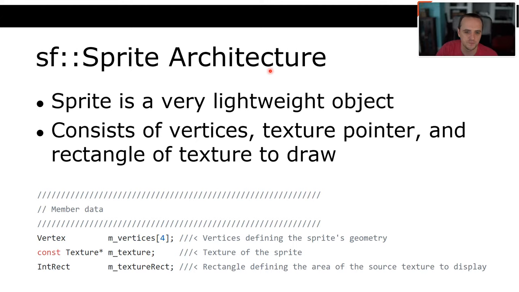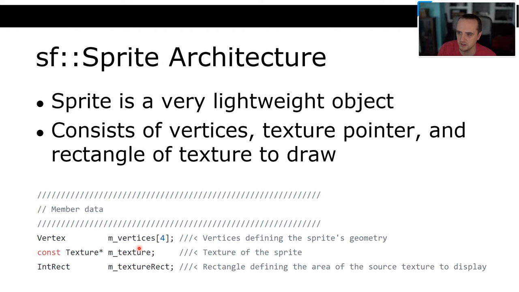So the sprite architecture is a very lightweight object. It consists of vertices, a texture pointer, and the rectangle of the texture to be drawn. This is literally copied and pasted from the header file of the SFML sprite object. What it contains are four vertices, right? That's the vertices of the sprite. Of course, a rectangle has four vertices. It contains a pointer to the texture that's going to be drawn for this sprite. And it also contains a rectangle, the sub-rectangle that we want to be drawn from the texture. Okay? And we'll see what this means in a little bit.